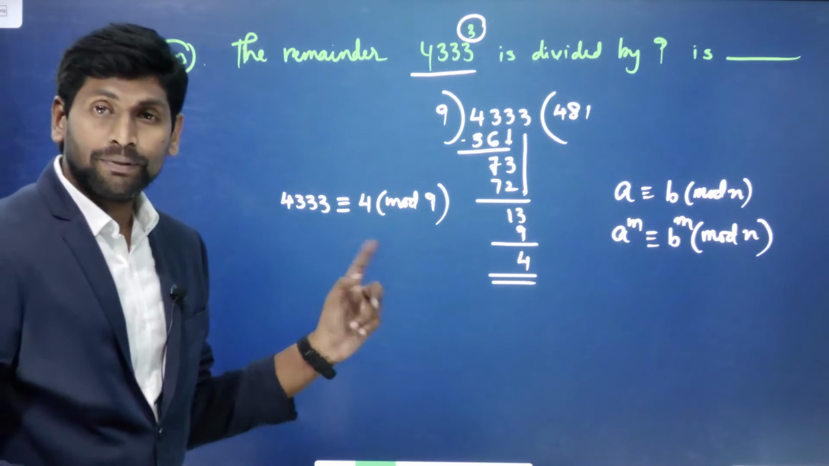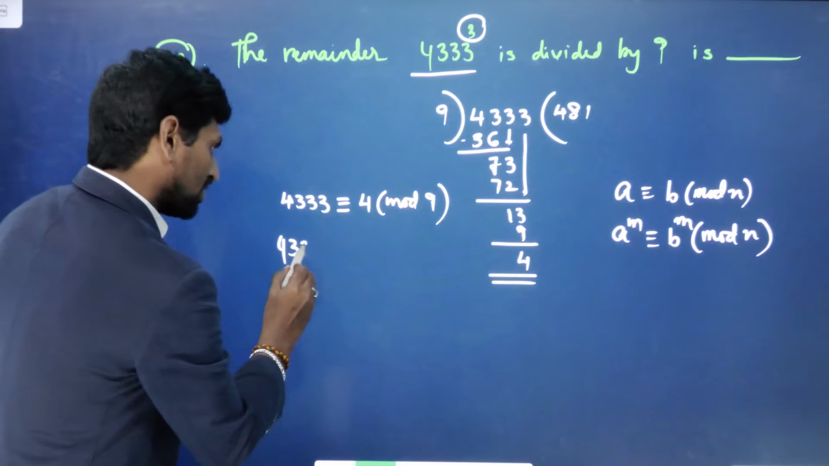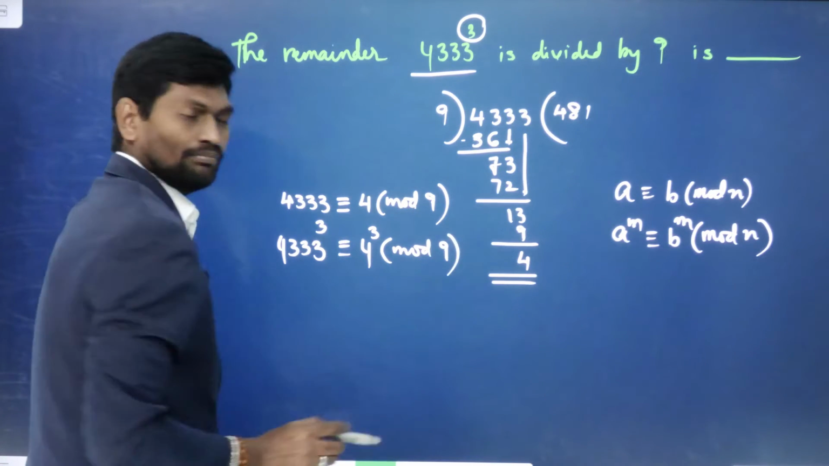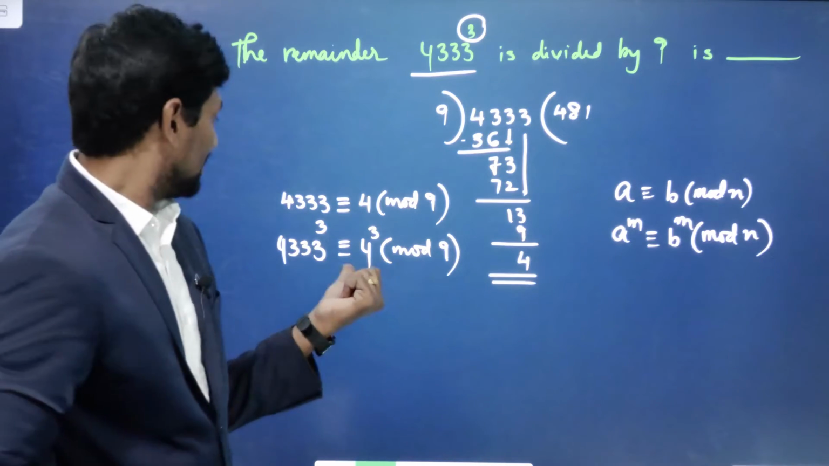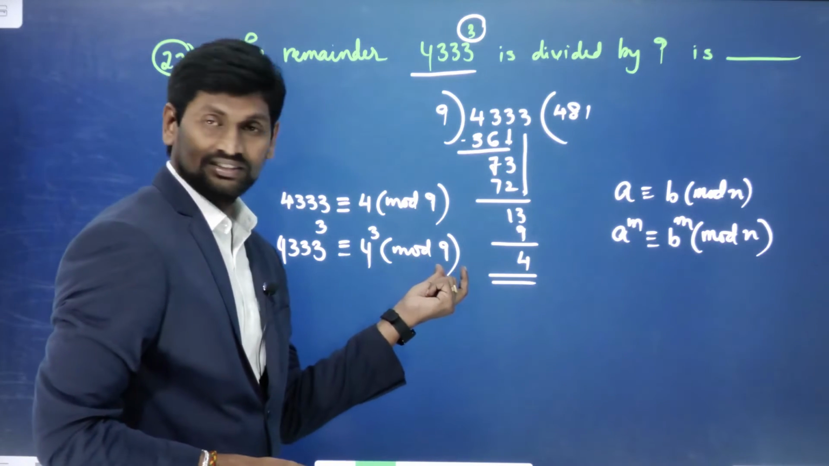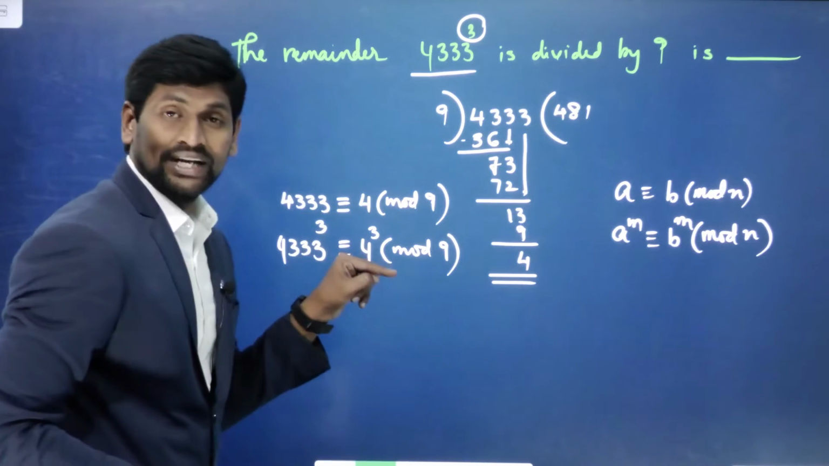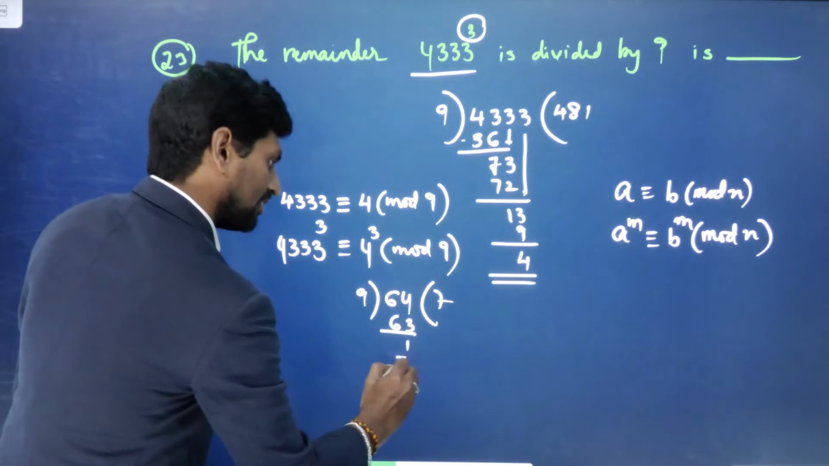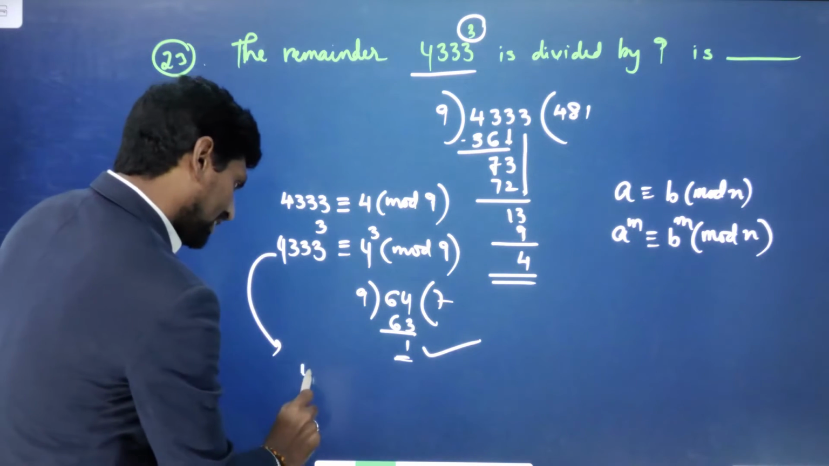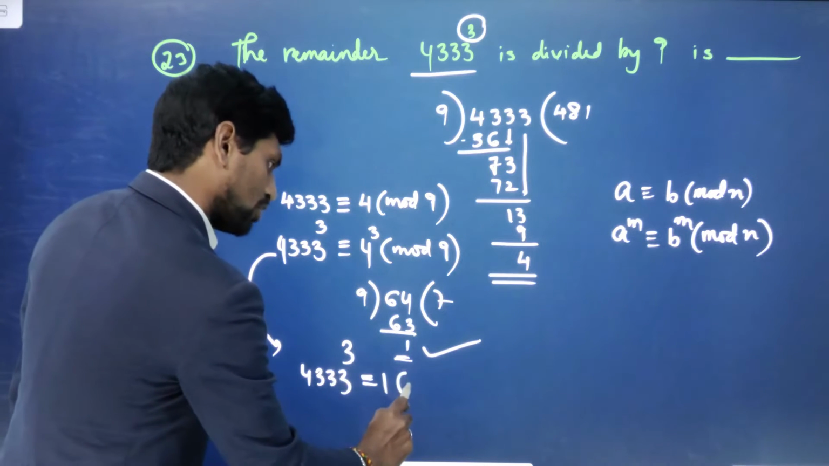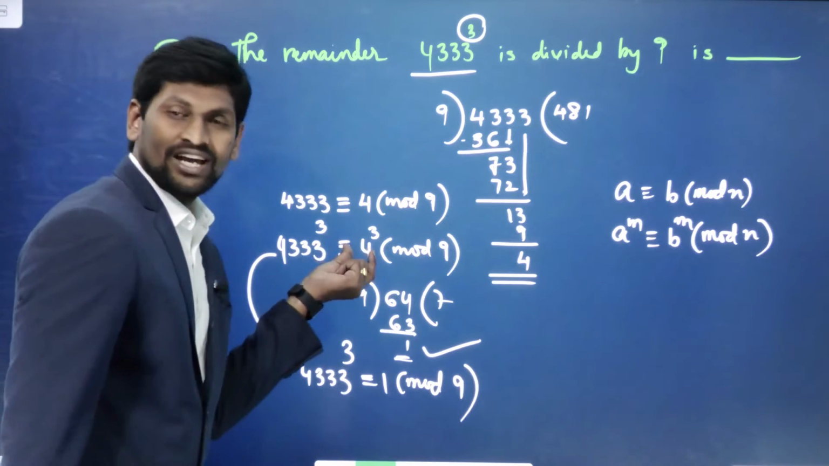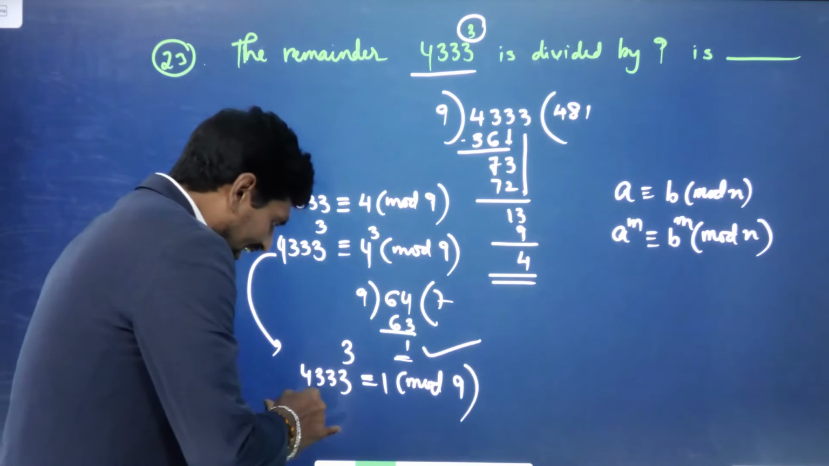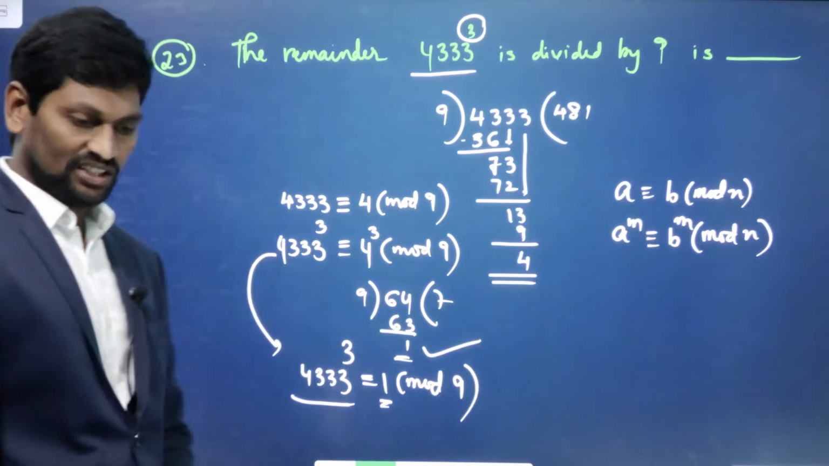Now, what to do? Apply power 3 on both sides. That means 4333 whole cube is congruent to 4 cube mod 9. But here, 4 cube value is 4 into 4 into 4, 64. But 64 is more than 9. That means we have to find the 64 also by doing division in 9 table. Yeah, 9 sevens, 63, remainder 1. That means the same way we have to write this: 4333 whole cube is congruent to 1 mod 9. Because 4 cube value is 64, and 64 while dividing with 9 leaves the remainder 1. Okay, no? So the entire problem also leaves the remainder 1. Clear? Yeah, please note it, children.